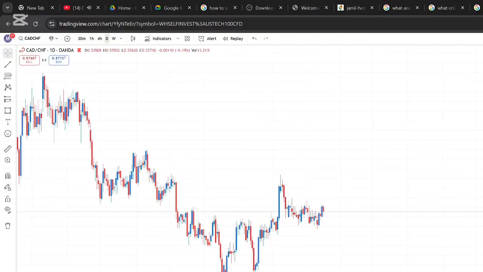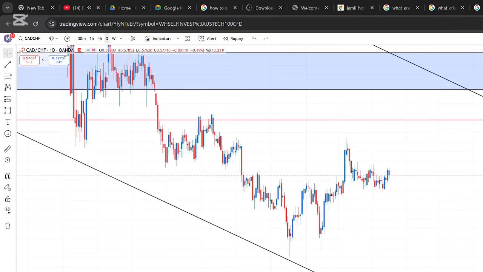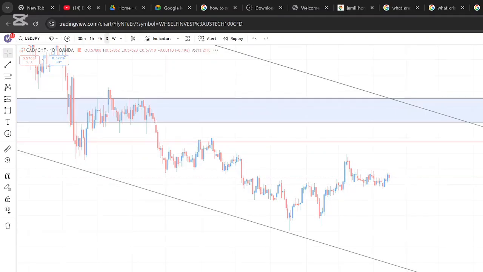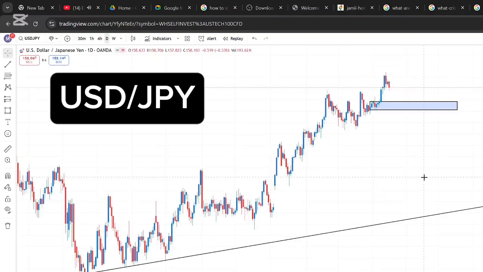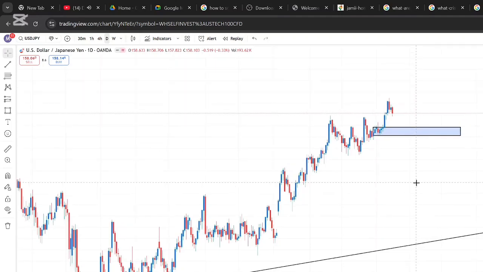The Canadian Swiss is also one of the pairs that has been bearish for a while, but we are seeing some bullish momentum, so this would be an interesting market to look at. We never trade against the trend, so we look for entries where the trend favors us.